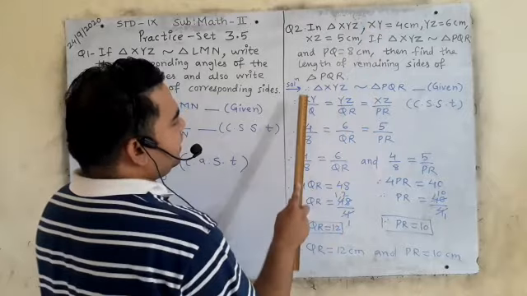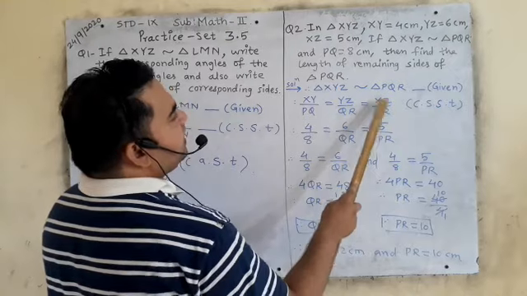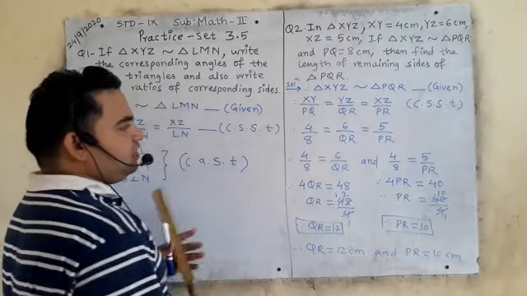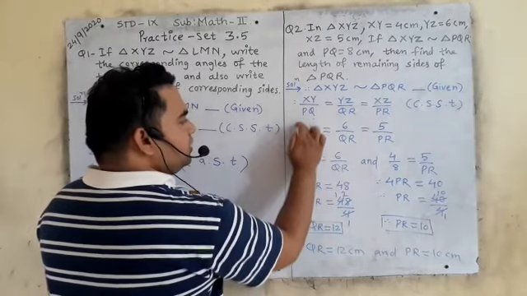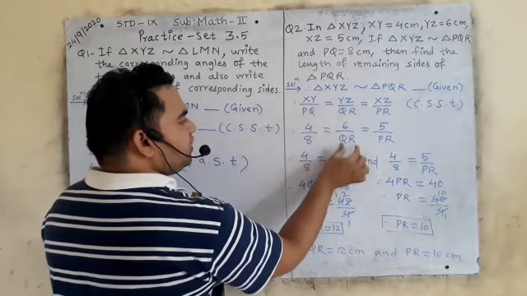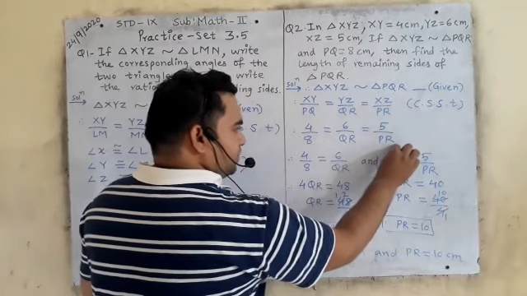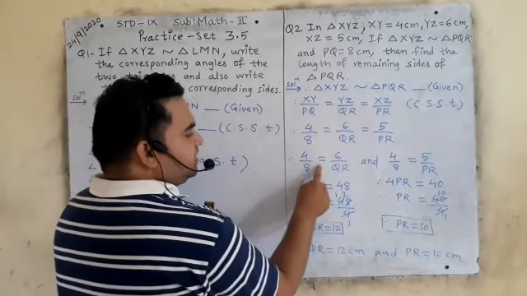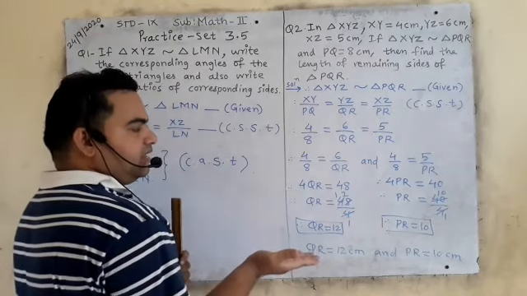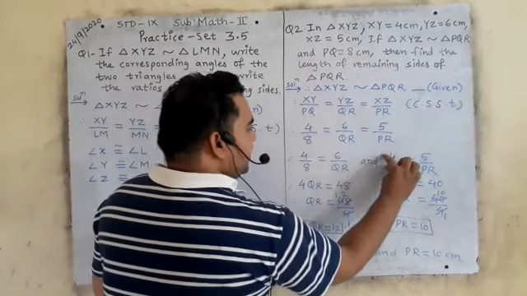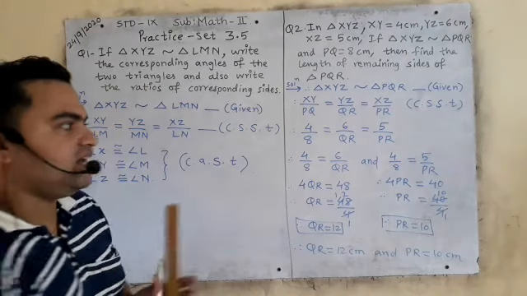See, XY is 4, PQ is 8, YZ is 6, QR is not given, XZ is 5 and PR is not given. So my dear students, to find QR we will use these two corresponding ratios. And to find PR also we will use 4 upon 8 and 5 upon PR. I have written 4 upon 8 is equal to 6 upon QR, because we have to find QR, the remaining side of triangle PQR. Then again we will use 4 upon 8 and 5 upon PR, because we have to find the remaining side PR.